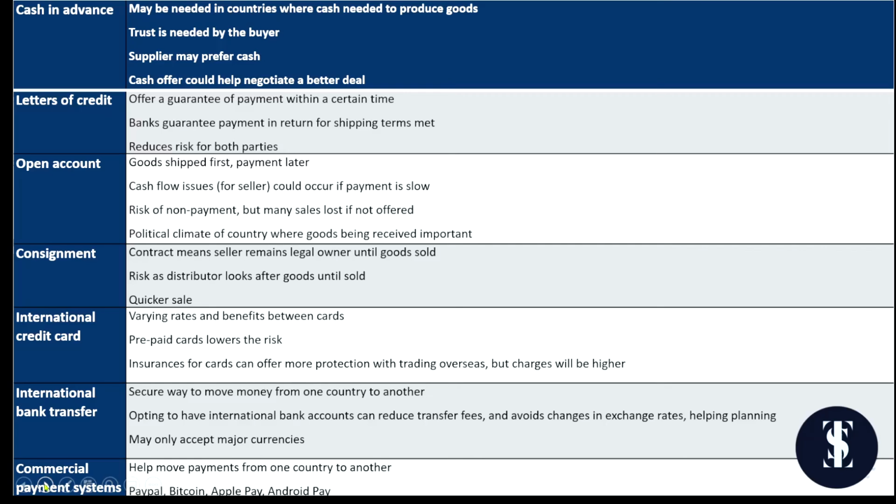Consignment. The contract means the seller remains the legal owner until the goods are sold. There's risk as distributor looks after the goods until sold, but it gives a quicker sale.